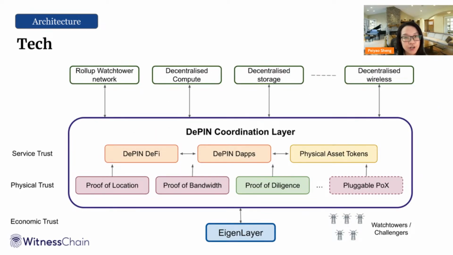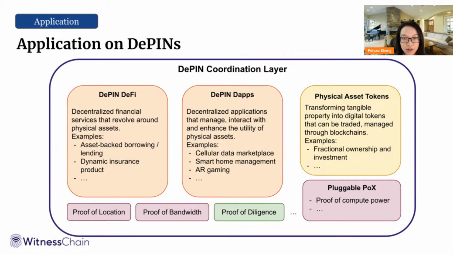And so returning to this architecture, I hope now with these two examples, you have a better understanding of what kind of physical trust we want to provide and how to develop innovative applications using these kinds of proofs. And I will give you some examples and several directions that you can explore.